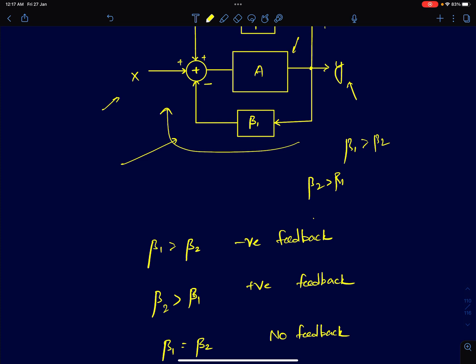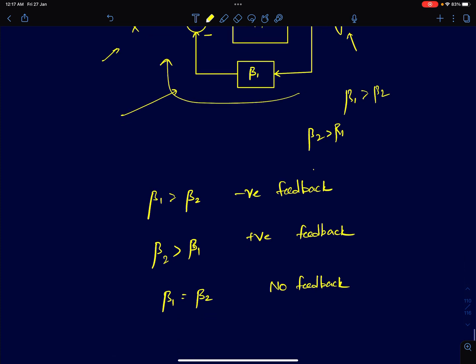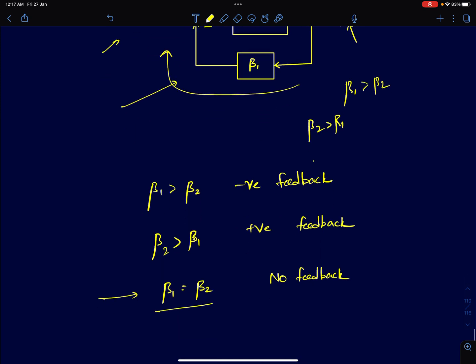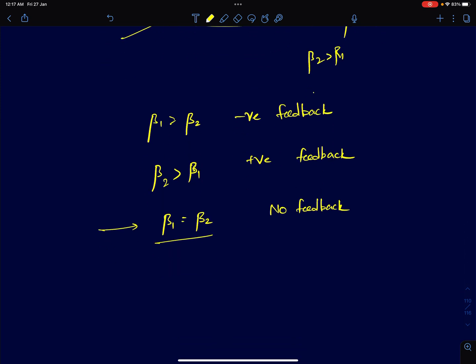The third case, which is of interest to us, is the case when beta 1 becomes exactly equal to beta 2. When both beta 1 and beta 2 become exactly equal, then it looks as though no signal is fed back, which means there is no feedback at all. The positive feedback exactly cancels out the negative feedback, which means there is no signal fed back in the first place. So that's what is the problem in our case.